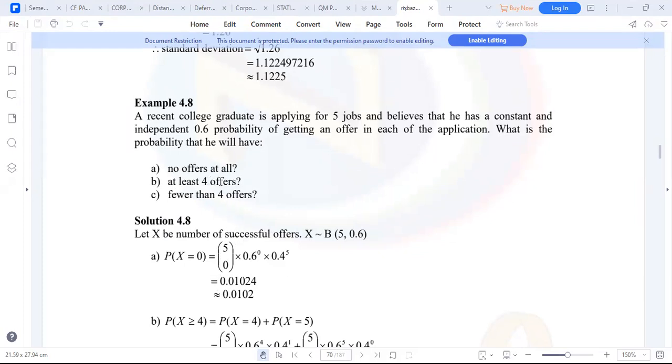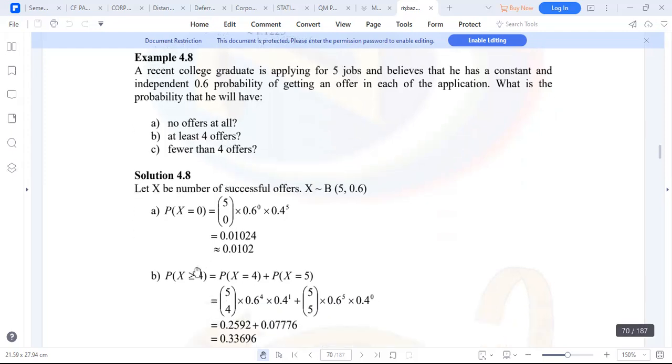Then at least 4 means 4 going up, so 4 and 5. How do you know? We don't always subtract. You look for where the work is easier. At least 4 means 4 and 5, which you can find directly. So for 4 and 5 there's no need of subtracting. We're looking for 4 and 5.